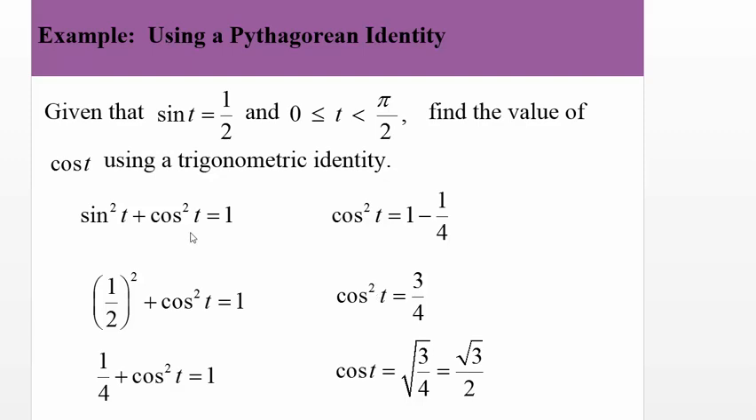All right, but what they did is they took this identity, this fundamental one we looked at, the most important one, sine squared plus cosine squared is 1. They took the 1/2 and plugged it in for sine there, squared it, got 1/4, got it equal to 1, subtracted 1/4 from both sides here, and that gives you 3/4 is equal to cosine squared, and then took the square root of both sides there, and then the cosine of t is the square root of 3 over 2. So they just did it that way.